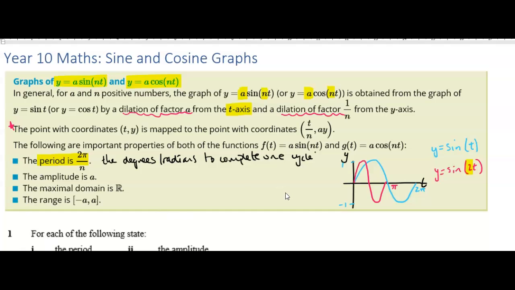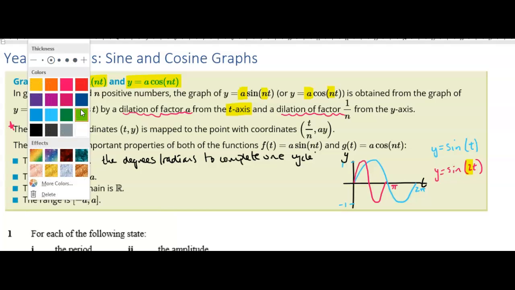The amplitude is your maximum or your minimum. You can see here with both the blue and the pink graph, they're both going from -1 to 1 because the coefficient of sine is 1. Now, if I was to change that to something else, let me do a different color. There's a green. I feel like doing something in green.